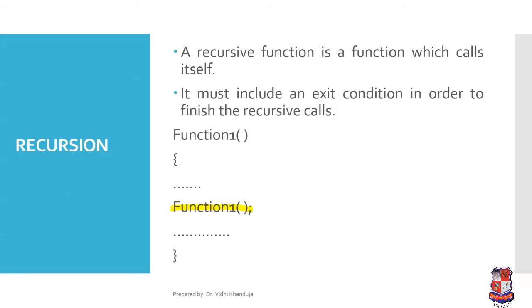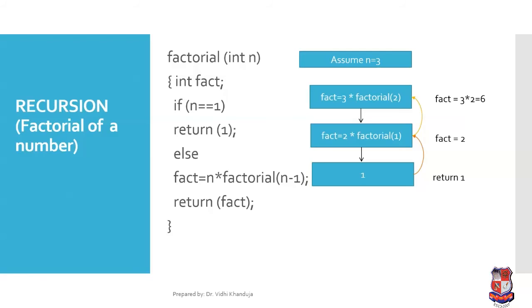Now what will happen? The function 1 will start its execution. Within that, another function of the same name, that is function 1, the same function will be called again and again. Now this will go into an infinite loop. How to stop this? You must include the exit condition. So this is a very important point. Just remember, your recursive function should have an exit condition, right? When you are supposed to call this function and when you are not supposed to call this function and exit, right? Let's see the example.